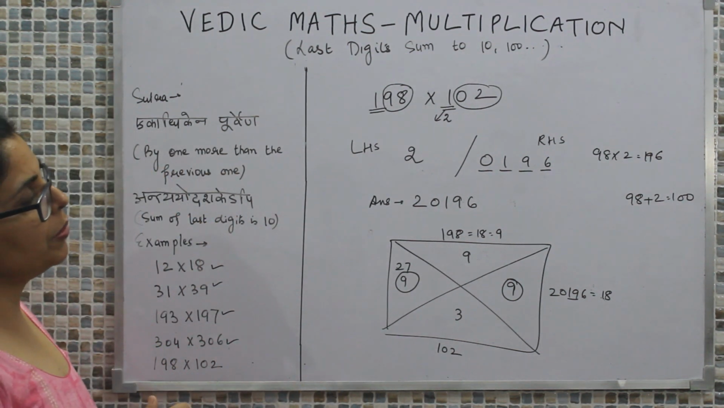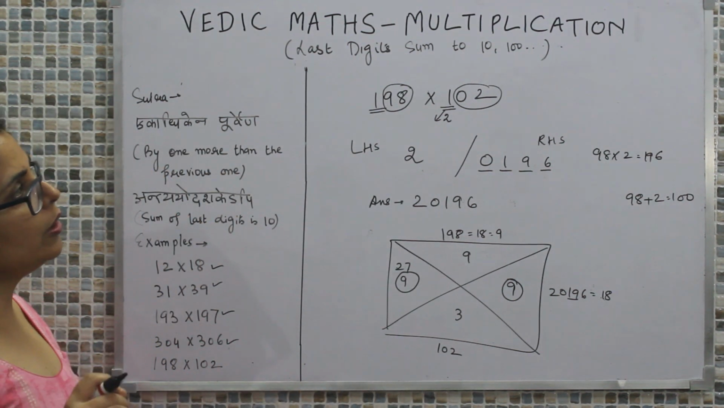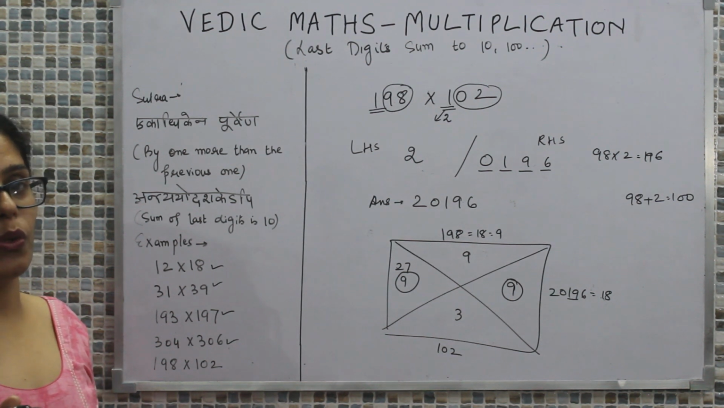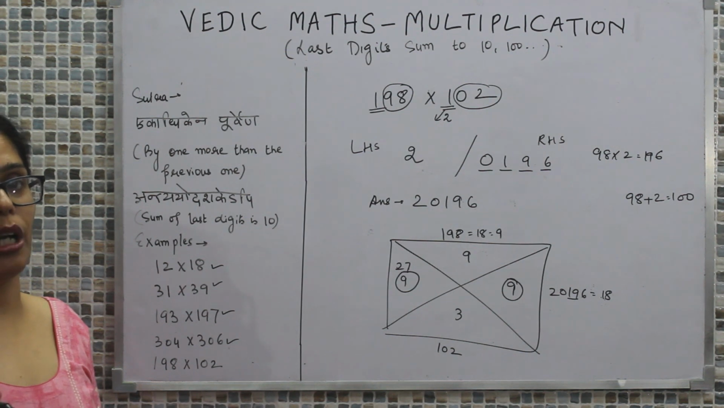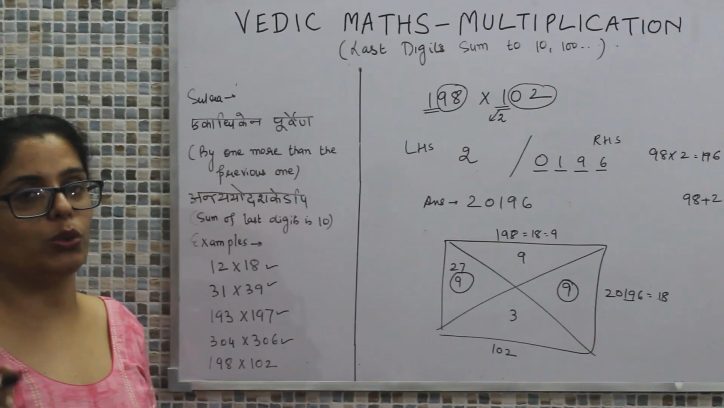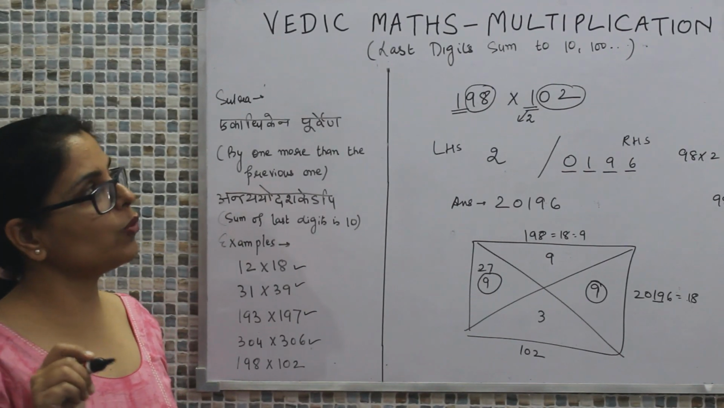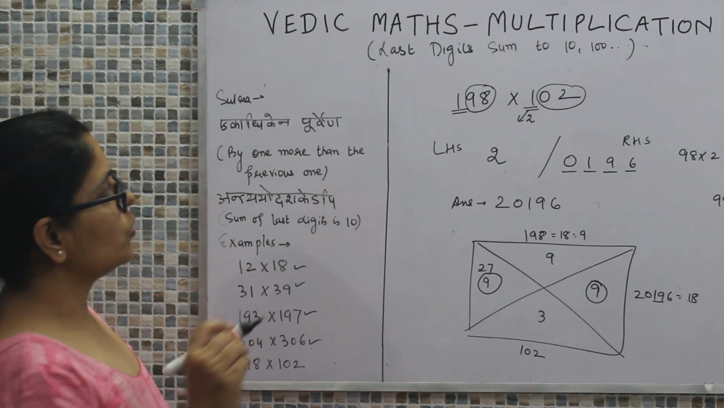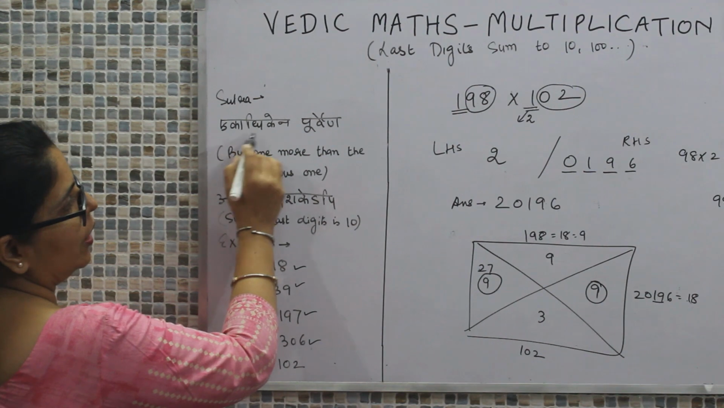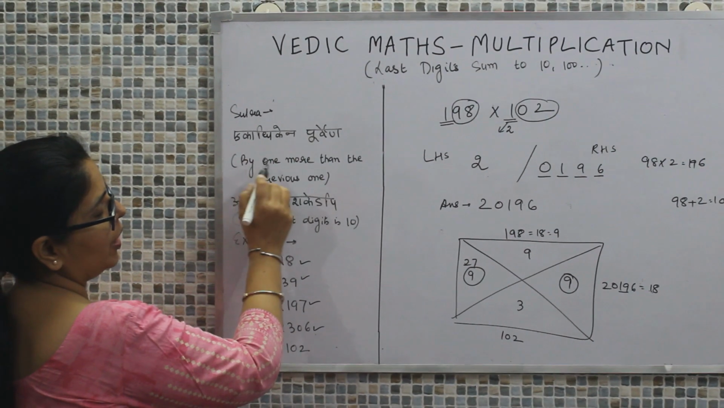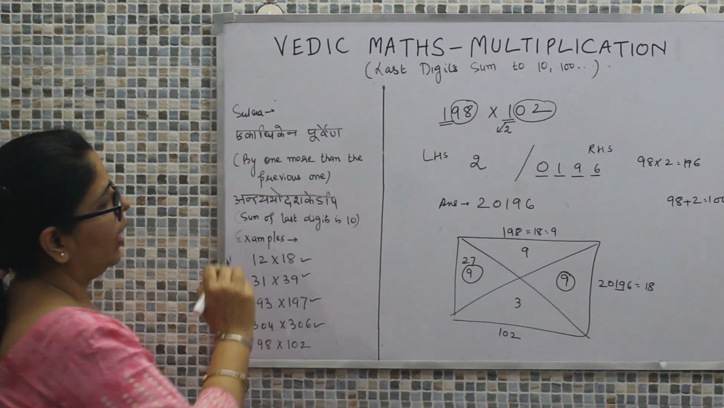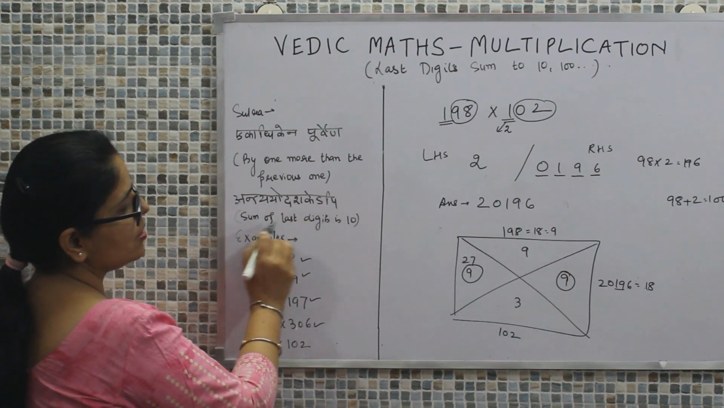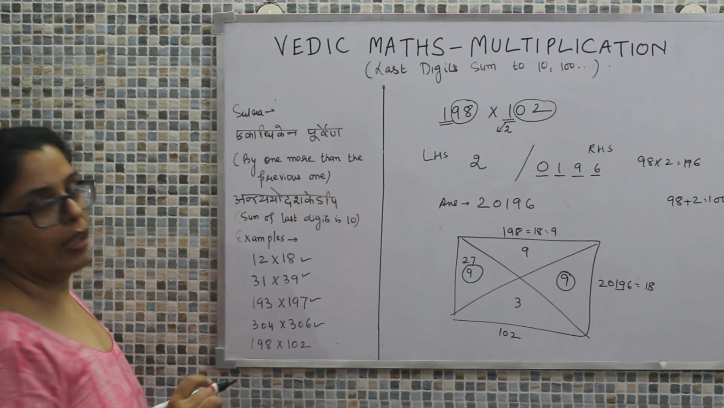So in this video, we learned how to multiply those values where the last digits sum up to 10, 100 or so on. And the second condition was that the initial values need to be the same. The sutras we used were Ekadhikena Purvena, that is by one more than the previous one, and Antyayordashakepi, that is the sum of last digits is 10.